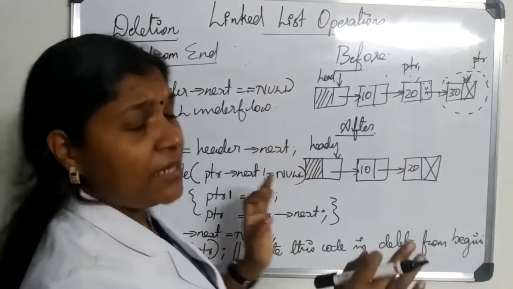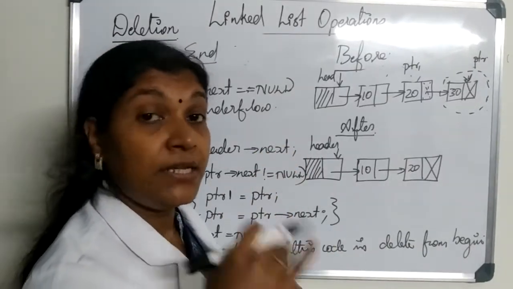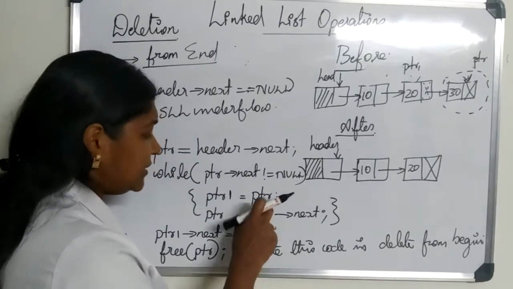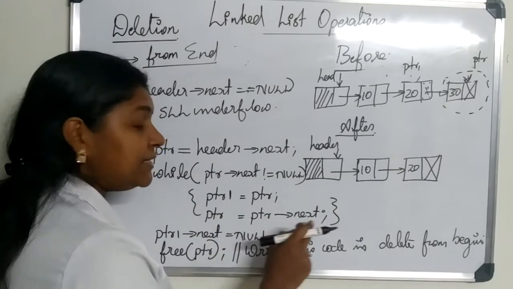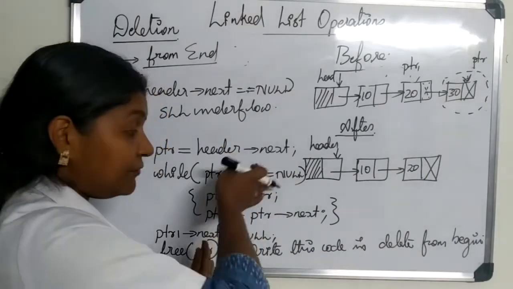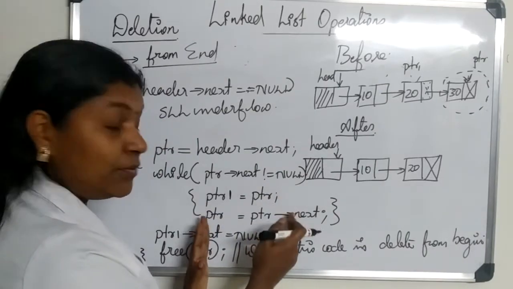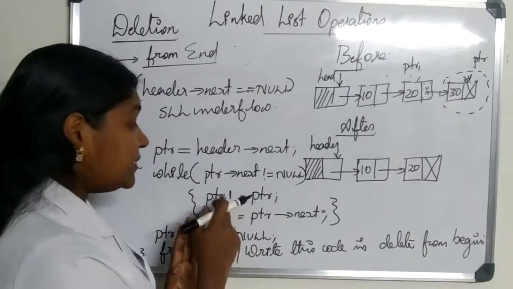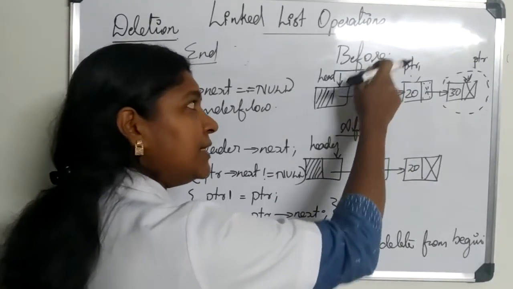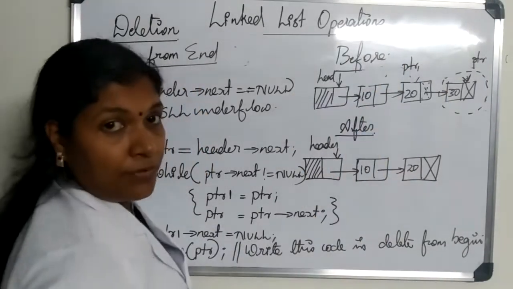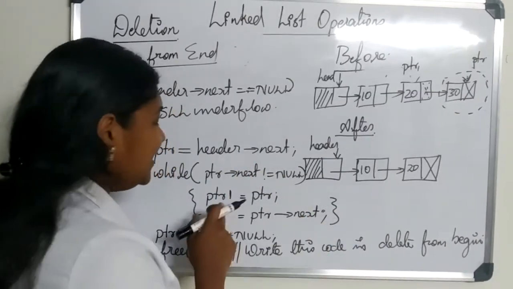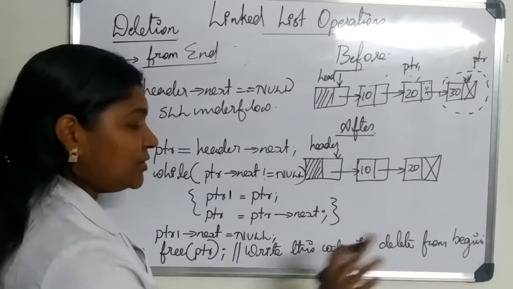So, this is the same concept which we used in our insert at any location. Okay. So PTR1 is equal to PTR first, then PTR is equal to PTR dot next. So you must use PTR1 is equal to PTR first. The order of these two lines must be like this. Only after making PTR1 point to PTR are you supposed to move PTR from there. Otherwise the things will go wrong.